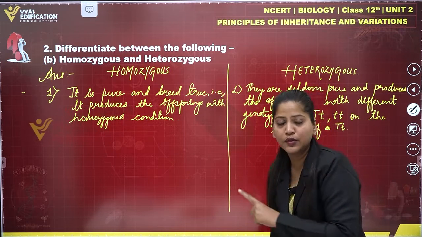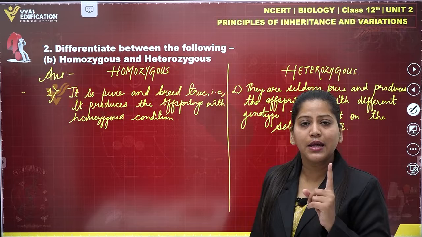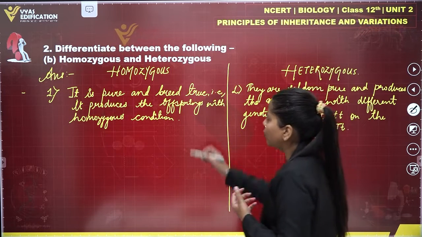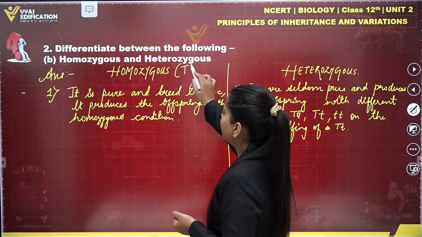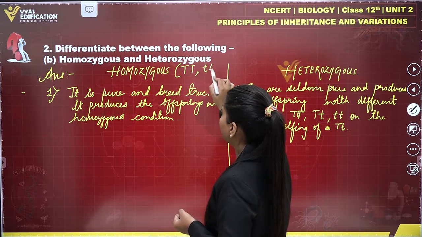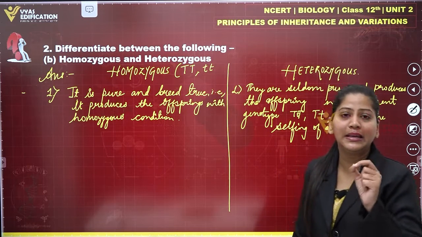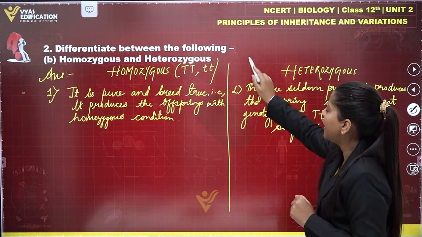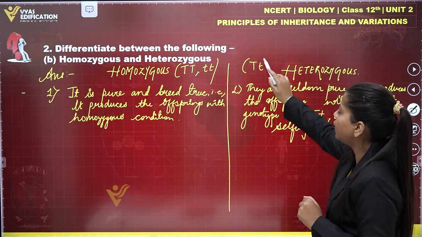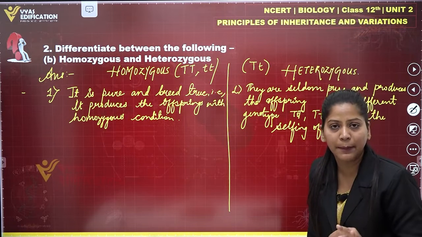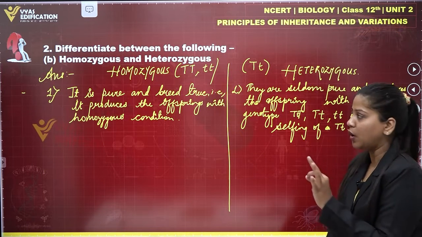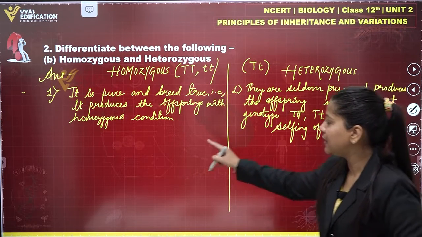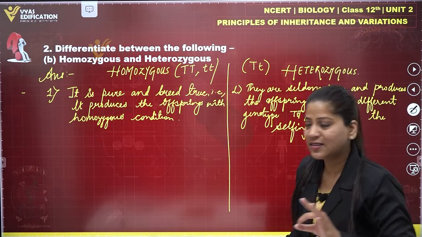Whereas if a homozygous is producing any offspring, any individual, then this individual will be present in a homozygous condition, and we know that homozygous condition can be capital T, capital T or small t, small t. It can never be capital T, small t. Whereas the heterozygous one is capital T, small t always. It is always present with two different alleles.